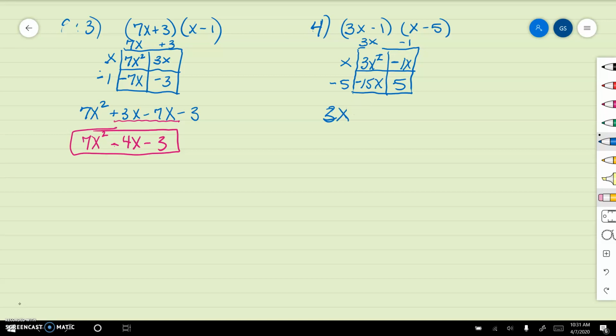And now we have 3x squared minus 1x minus 15x plus 5. Okay, so we're going to combine like terms. And we're going to rewrite or simplify this to be 3x squared. This is negative 1 and negative 15. Negative 1 plus negative 15, or negative 1 minus 15, is negative 16x. And then plus 5. I'll box it in pink.